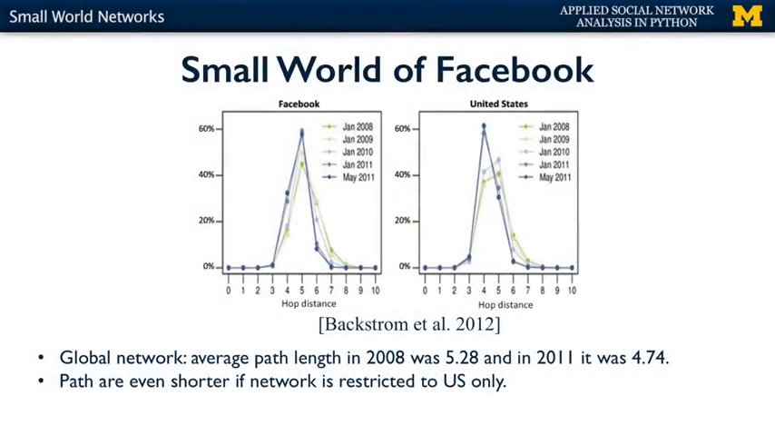And what they found is that if you take the global network, the average path length in 2008 was about 5.28. And 3 years later, in 2011, it was 4.74. So it seems like these path lengths are short and they seem to be getting smaller over time. And as you may expect, if you take a smaller region like just the United States, then these tend to be even smaller. So what this tells us is that if we look at these real networks that have millions and millions of people, the average or median shortest path between pairs of nodes tends to be very small. So that's the first property that I wanted to discuss today.